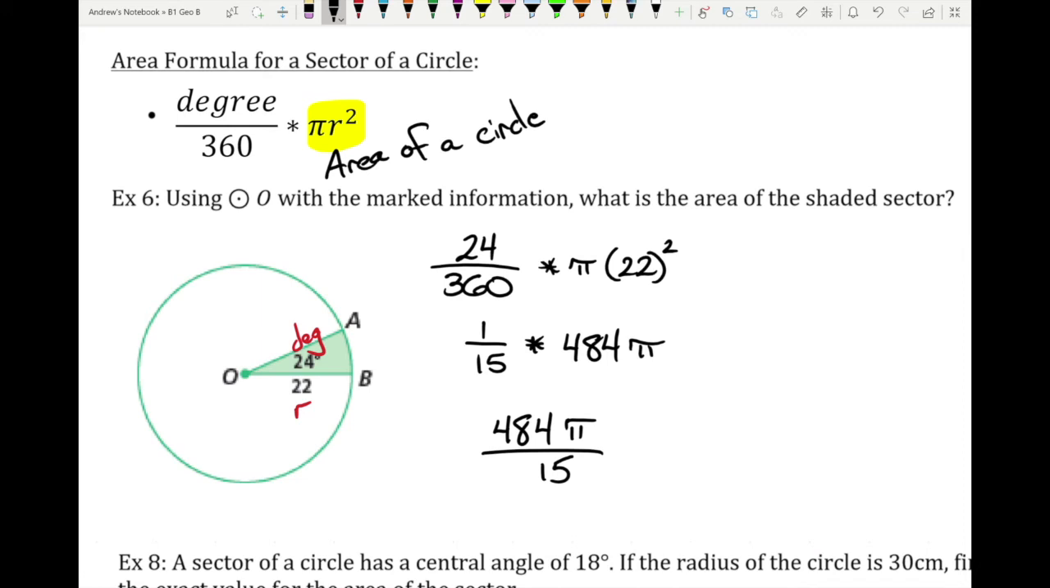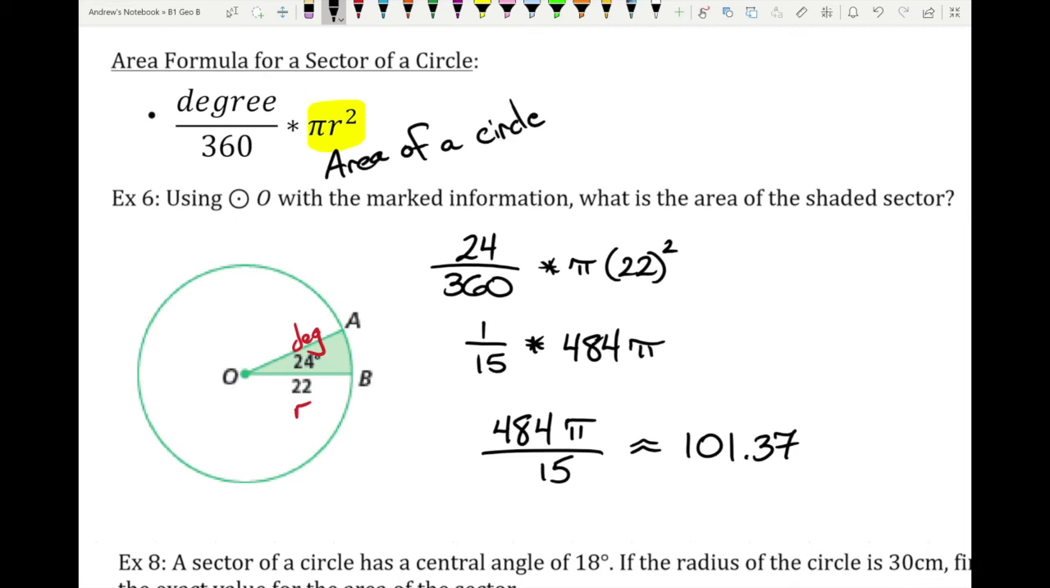But again, 484 pi divided by 15 is not super useful to most of us. So what we can do is simplify that into an approximate answer. We get about 101.37.